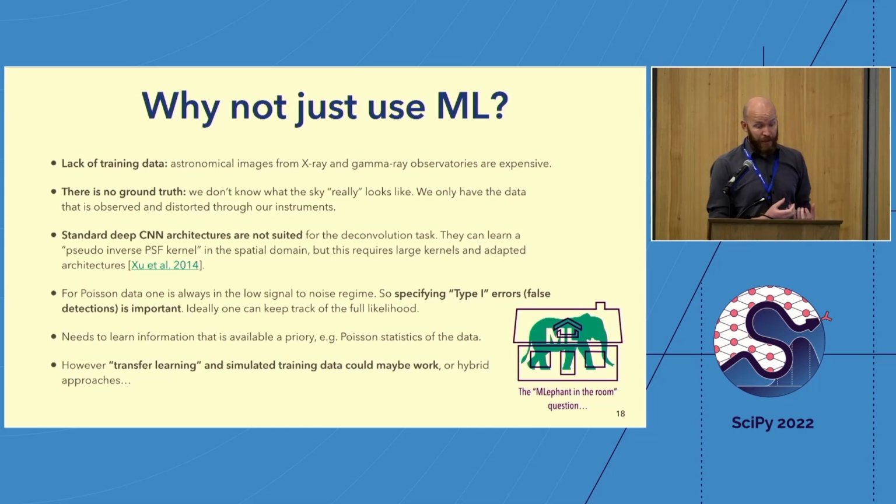Then in addition, one needs to learn some information that is actually available a priori. This is typically the Poisson statistics of the data. We know that the data will follow these statistics, so there's no need to learn it. We just know that this is the case. However, I think maybe some transfer learning or simulated training data could work, but this is something that I'm not exploring here. Okay, so instead we're relying on what I call a classical statistical method.